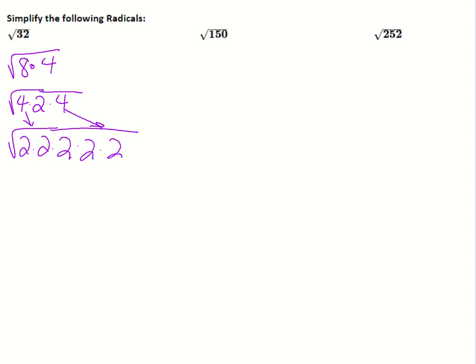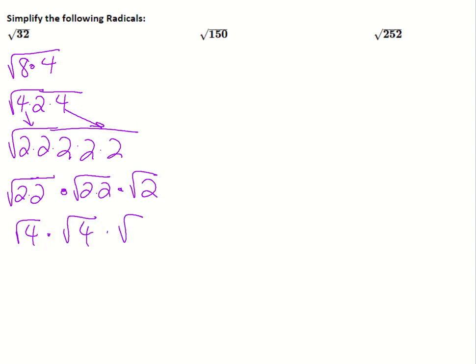So square root is numbers that have been multiplied together, right? Pairs. So I can then break this up like this. Well, here's one pair. Here's another pair. And then I'm left with this pair. Okay? Another way I can write this is the square root of 4 times the square root of 4 times the square root of 2.